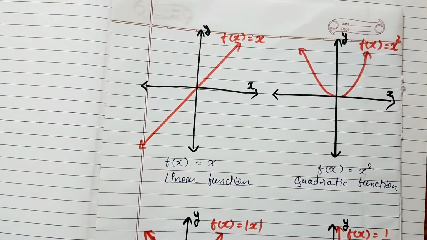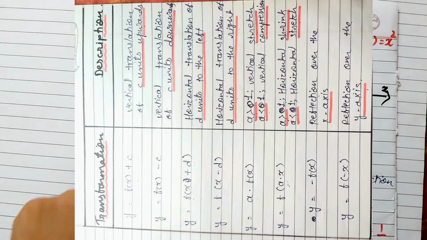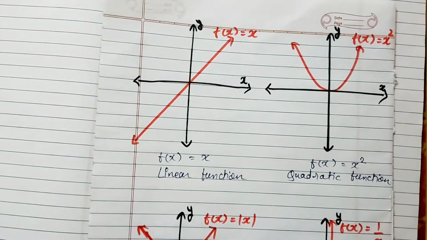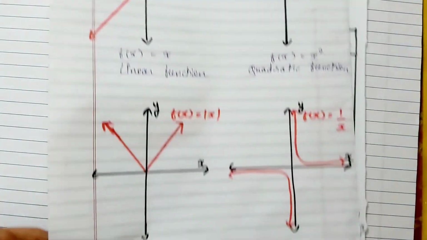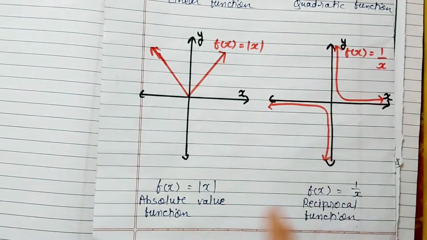So this first graph is about the linear function. y is equal to f of x is equal to x, so it's a straight line passing through the origin. Another one is for the quadratic function, f of x is equal to x square, it's like a parabola. This one is the absolute value function. It goes something like this.